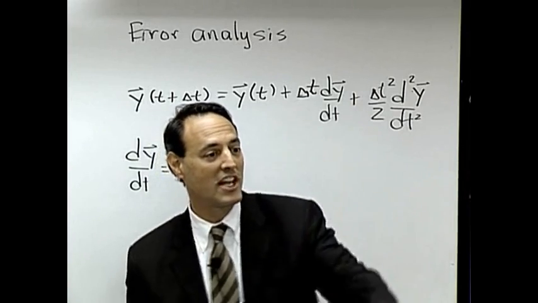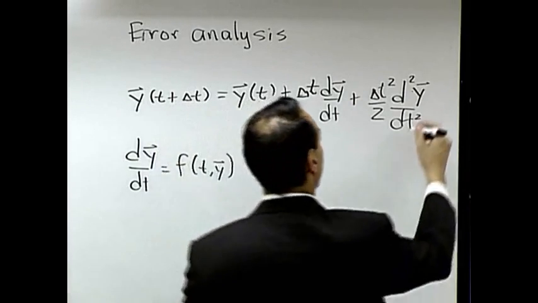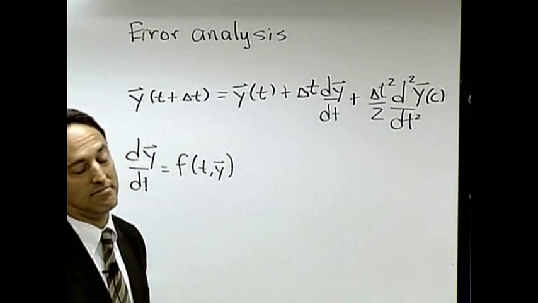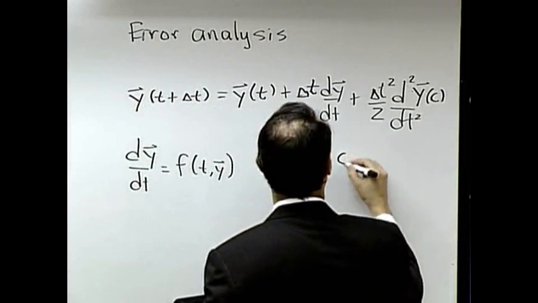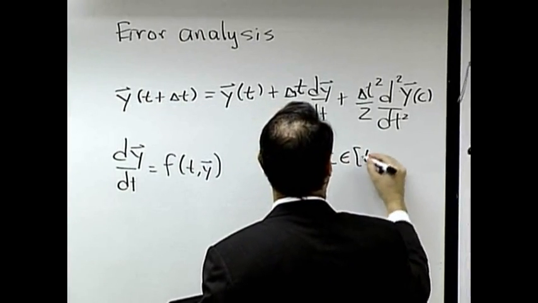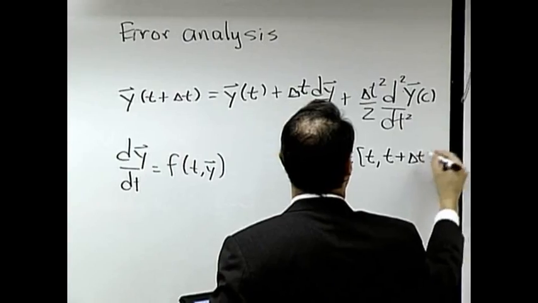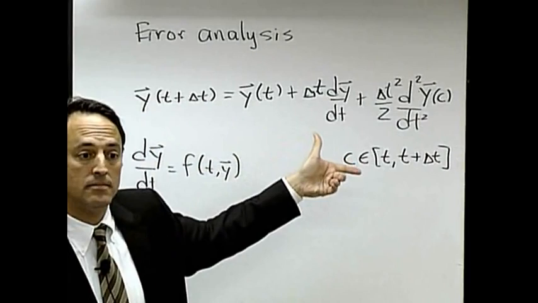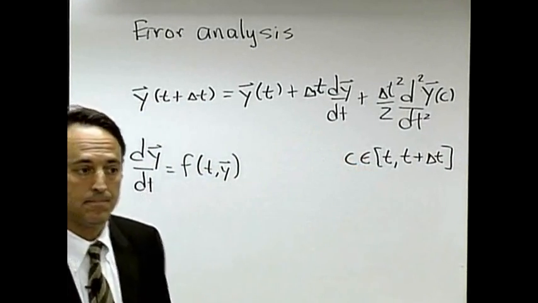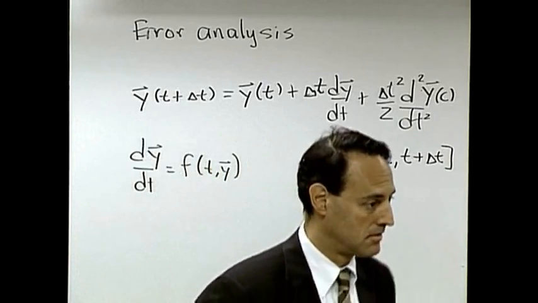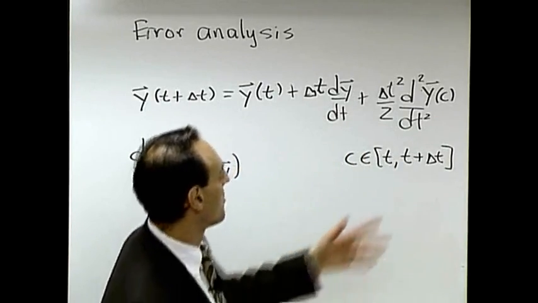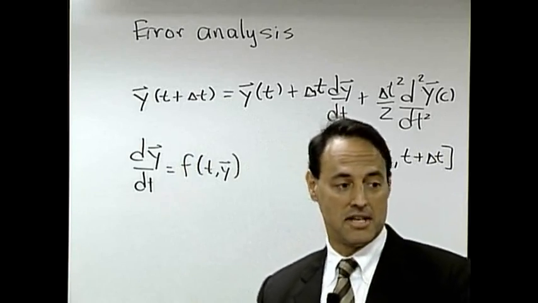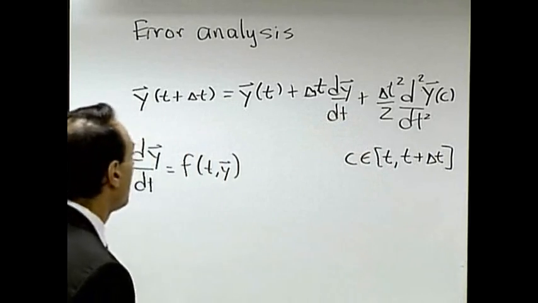Or you can truncate. And you can say, I will truncate right here. I'm going to evaluate that thing at some c. I don't know where that c is, but what I do know is that the c lives somewhere between t and t plus delta t. This is exact. I haven't made any approximations. The only problem with it is I don't know what c is. Fair enough. Still, I have an exact formula. No approximations so far.